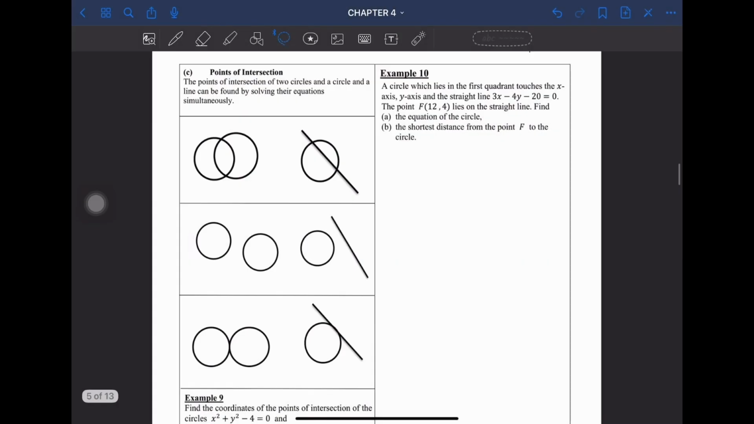Now we are going to learn to find the points of intersection. Okay, so the points of intersection of either two circles or a circle and a line can be found by solving their equations simultaneously. Okay, persamaan serentak. So let's say when you have the simultaneous equations, it will be either in this form or in this form. Okay, so we have constants a, b, and c.